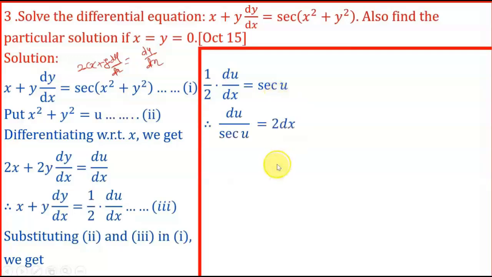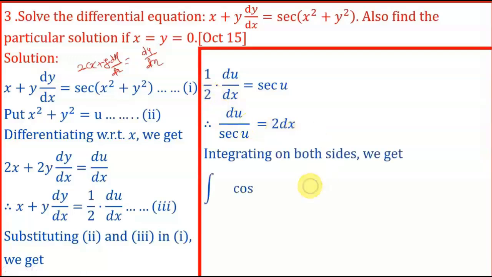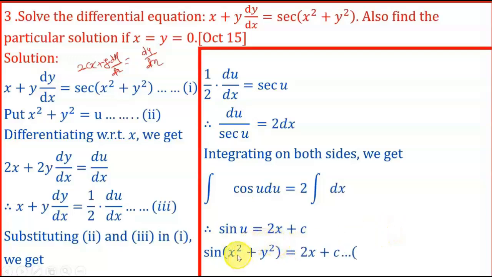Again, apply the variable separable method. Take this sec u to the denominator of this du and take this dx to the right hand side. Shift this constant also. Integrating on both sides, 1 upon sec u means what? Cos u. Therefore, integral of cos of u into du is equal to 2 integral dx. What is the integral of cos of u? It's sine of u. Integral of dx is 2x plus c, and substitute the value of u, which is x square plus y square. Therefore, sine of (x square plus y square) is equal to 2x plus c.